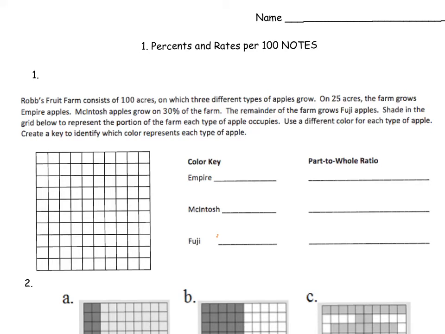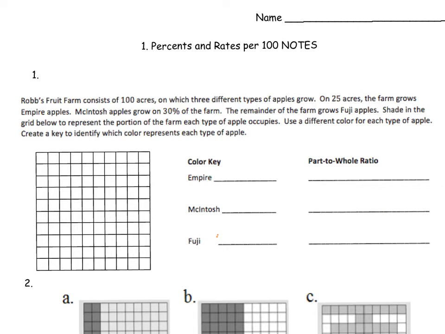Our first problem says Rob's fruit farm consists of 100 acres on which 3 different types of apples grow. On 25 acres, the farm grows Empire apples. McIntosh apples grow on 30% of the farm, and the remainder of the farm grows Fuji apples. Shade in the grid below to represent the portion of the farm each type of apple occupies. Use a different color for each type of apple and create a key to identify that.